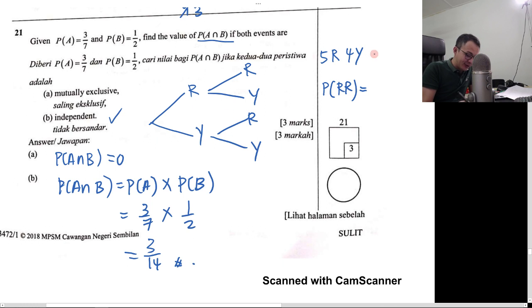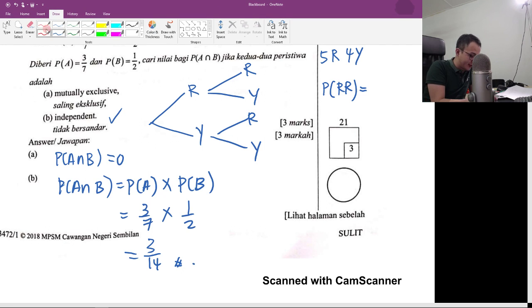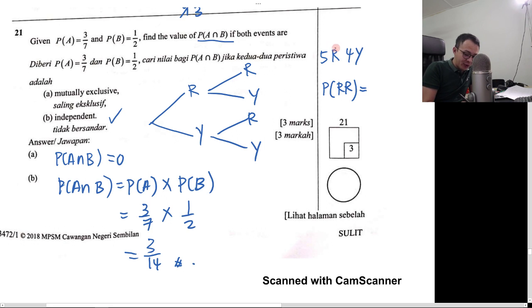Okay, so in this case, if you want to get a red color, what is the probability for red? Red will be 5 over 9, right? 5 divided by 9, so it will be 5 over 9. So yellow will be 4 over 9. If this is independent, the second time I pick red again, it must be 5 over 9, and this one must be 4 over 9. It means the probability over here is not affected by the previous probability. We call that independent.